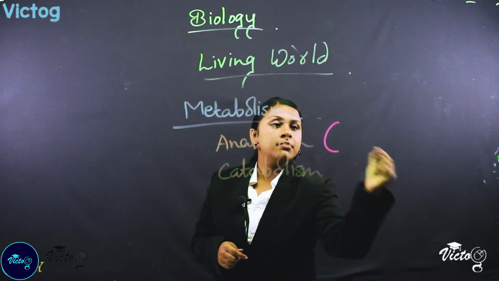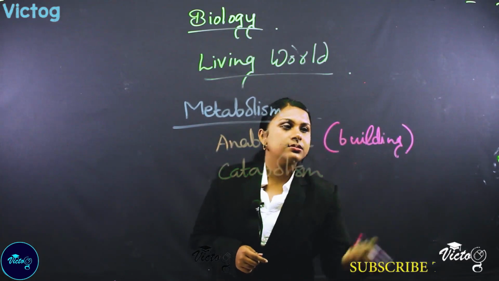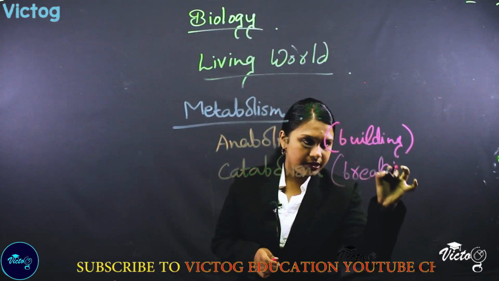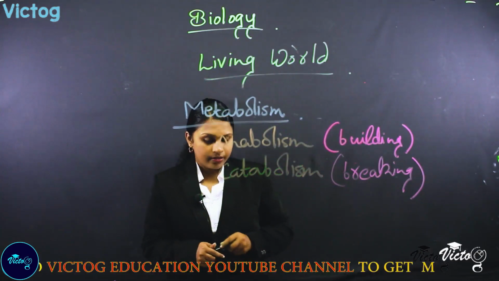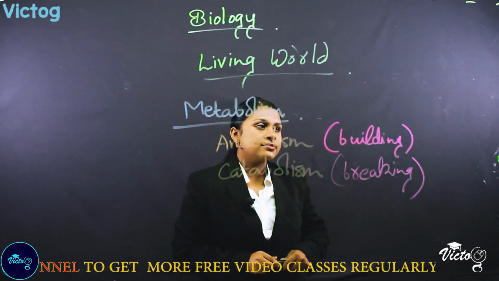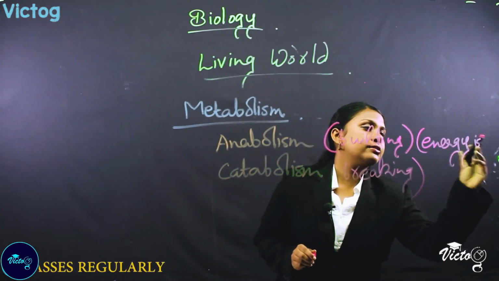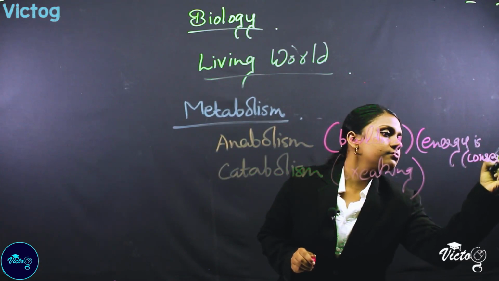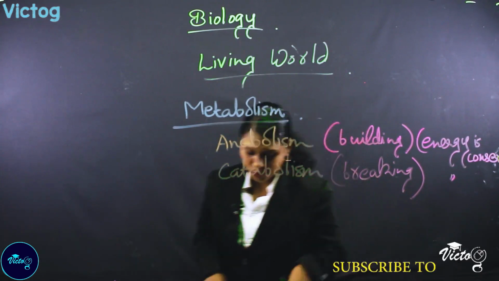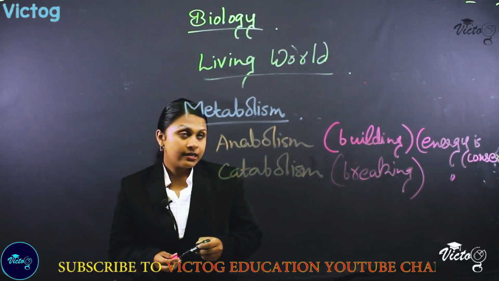What is anabolism? Building. It is a building process, the building of chemical substances in our body. What is catabolism? It is the breaking of chemical molecules. Remember, in anabolism, building is taking place, so energy is conserved in this case. In catabolism, energy is not conserved, it is used. This much is important in metabolism.